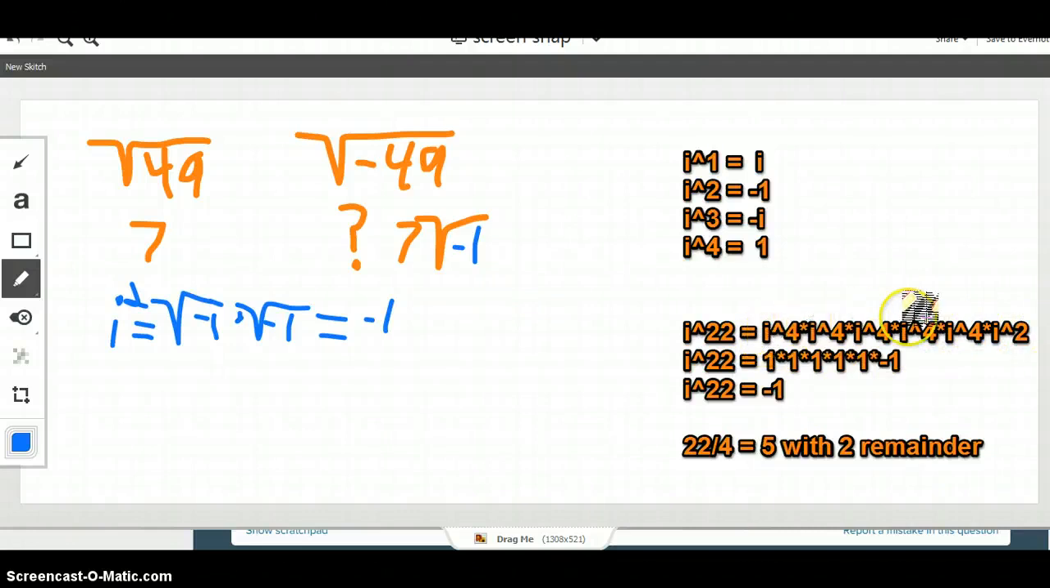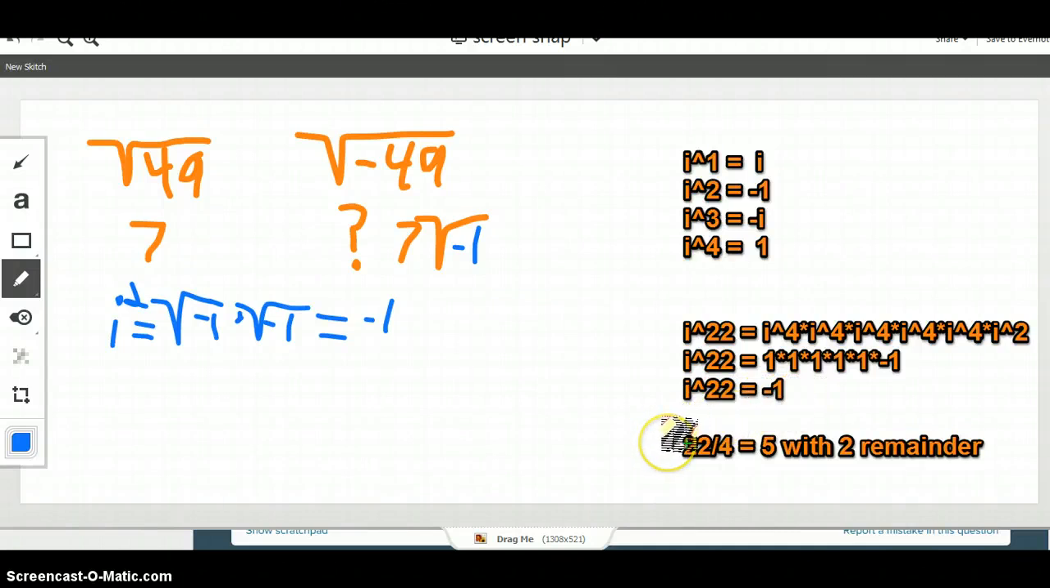So remember, you're adding exponents if you're multiplying two exponents with the same base. So 4 plus 4 plus 4 plus 4 plus 4 plus 2 is 22. So we know what i to the 4th is. It's just 1. Those are all 1s, and then the negative 1 here. So i to the 22nd is just negative 1.